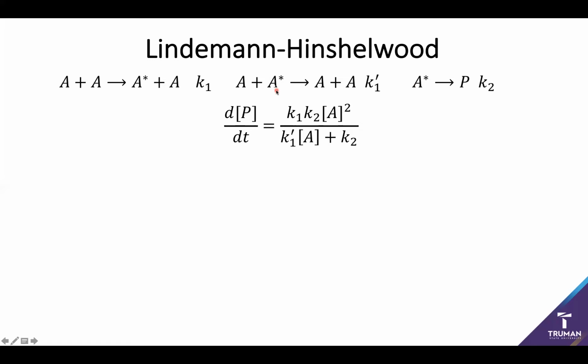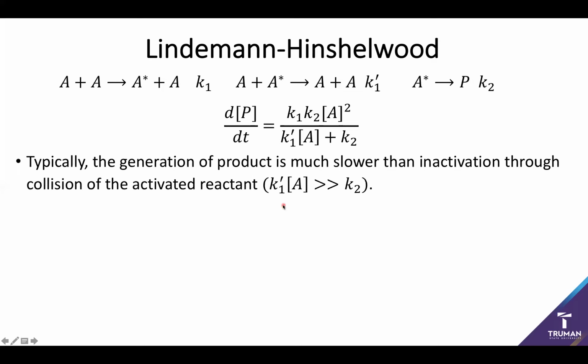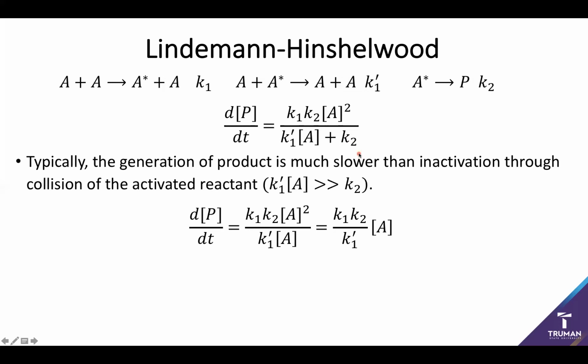So if the high energy intermediate tends to relax down to the ground state much more than it undergoes reaction, this is going to be a much more common case. And in this case, the first term tends to dominate, so I can essentially drop out the rate constant for the second step of the reaction.